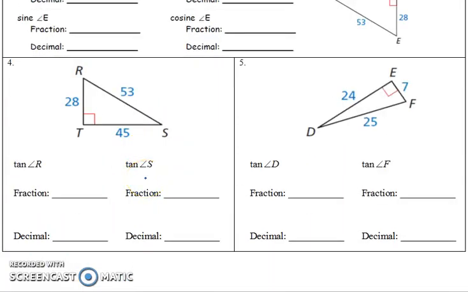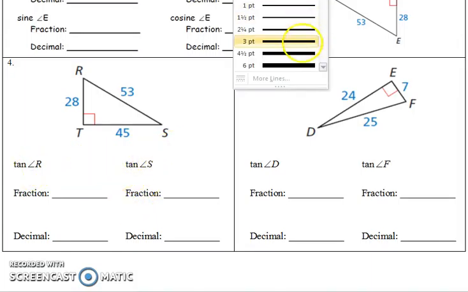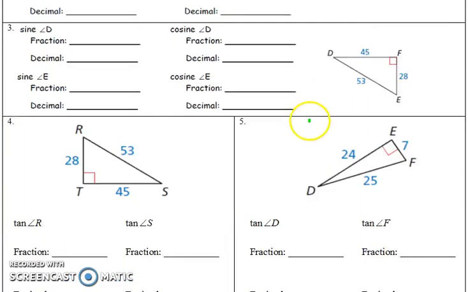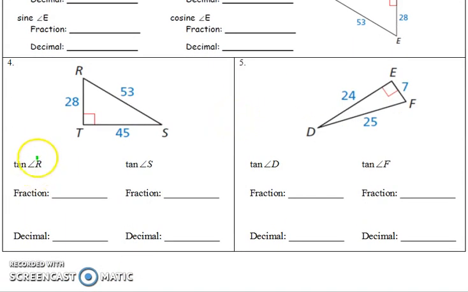I would like to now skip down to number 4, talking about finding the tangent ratios. So with tangent, remember that's the TOA part of our acronym. So tangent is opposite over adjacent. We are asked to find the tangent of angle R. Angle R is right up here. I'm going to highlight that in green. So the side that is opposite angle R has a side length of 45, and we're going to divide that by the side length that is adjacent to angle R, which is 28.